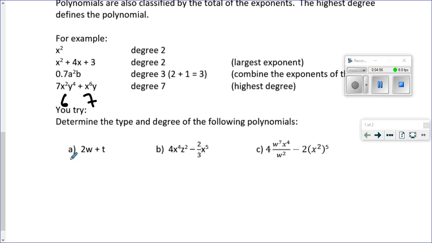So have a look at the following terms and see if you can figure out what the degrees are. Oh, and name the type of polynomial.